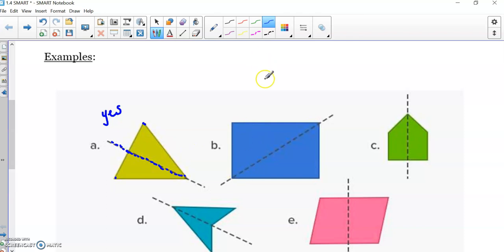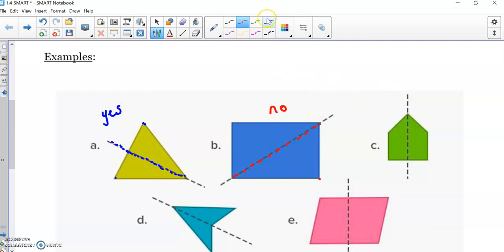This one, on the other hand, if we were to fold this shape on this line, it would not overlap on both sides perfectly, right? You can already tell because this line right here versus this line right here, they aren't symmetrical, right? They're not two perfect reflections on each side. So we're going to say no.